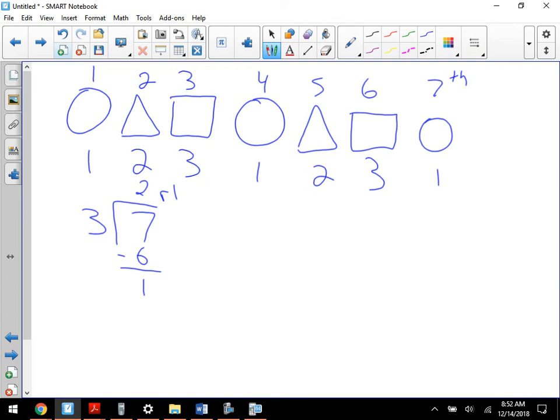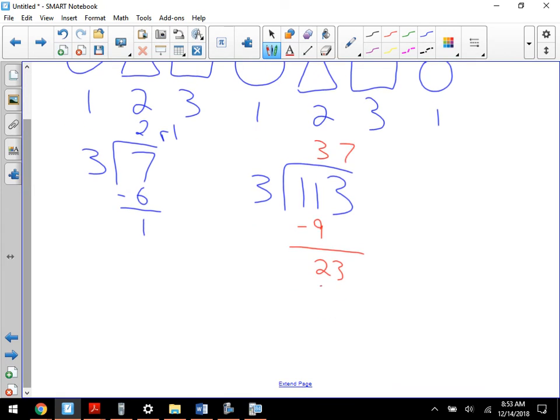Okay. Look at it if you go to 113. 3 goes into 11 how many times? 3 times 3 is 9. Subtract it out. We get 23. 3 goes into 23 how many times? 7. 21. Remainder of 2, which means it needs to be a triangle. The remainder tells you where you're going to be. Remainder of 1, it's a circle. Remainder of 2, it's a triangle.